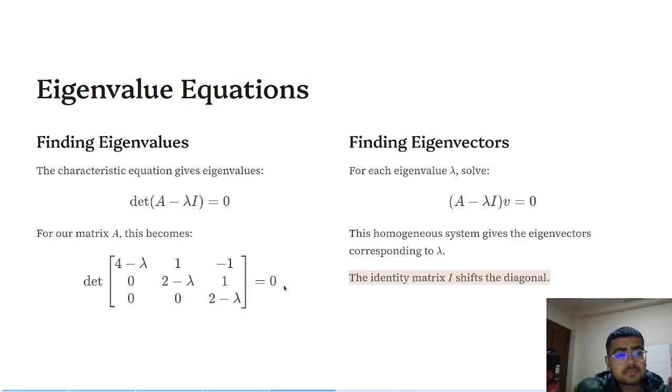If you are not familiar with the eigenvalue equation and how to actually find it, you can find the eigenvalues using the equation determinant of A minus lambda I, where A is the matrix itself and I is the identity matrix. You solve it and you will get the eigenvalues, and similarly, with the right-hand side equation you can get the eigenvectors.